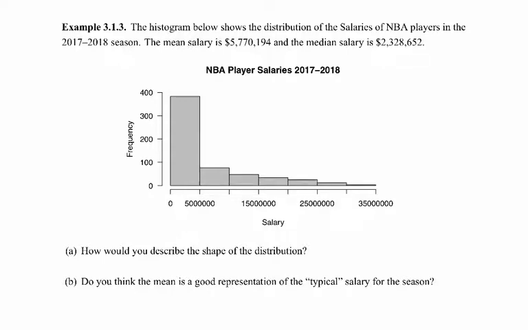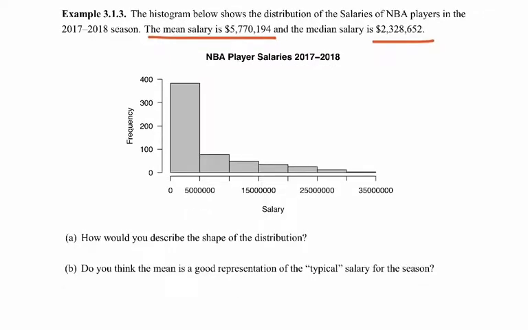Now here they're giving you some data. They're telling you that the mean salary is a little over $5 million. The median salary is a little over $2 million. Now we haven't really talked about what the median is, but just go with those numbers for a second. Let's look at part A. It says, how would you describe the distribution?